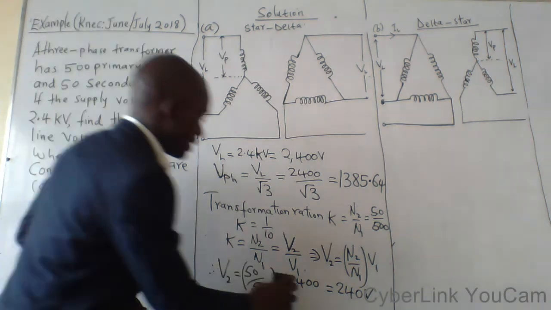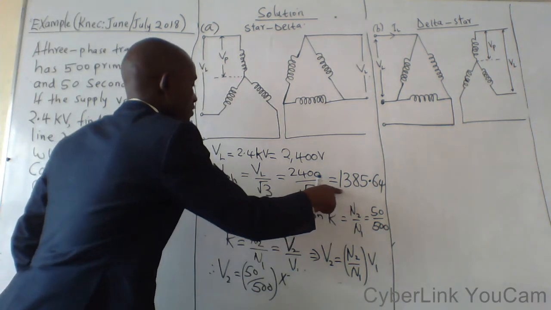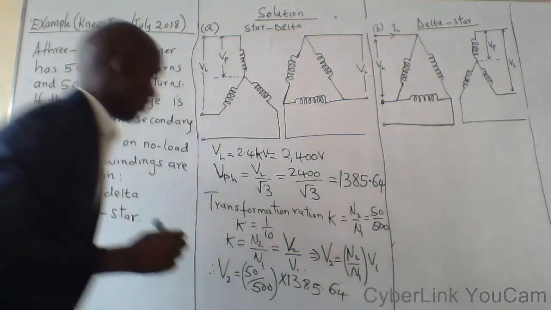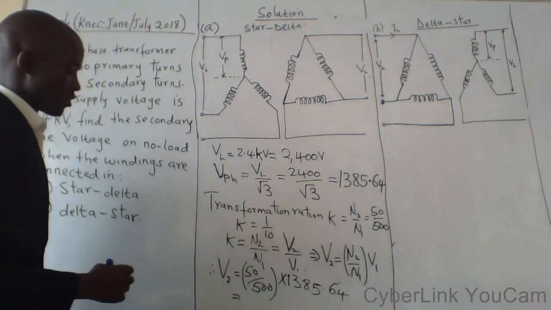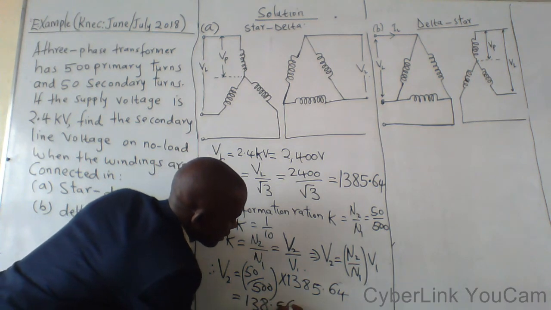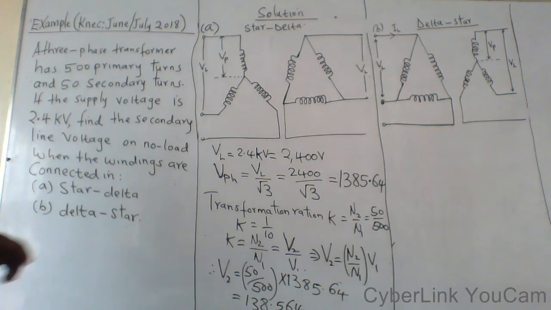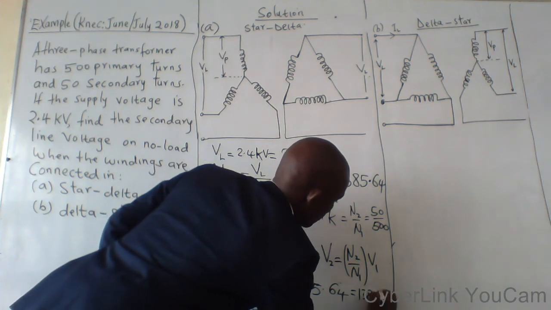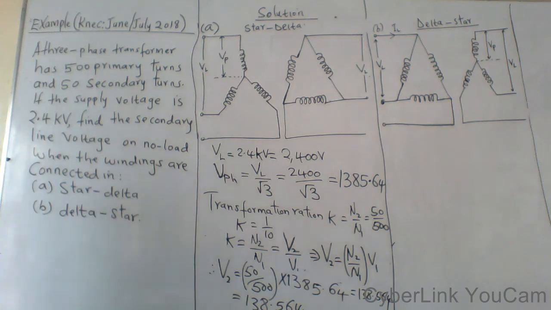There is somewhere we have messed this one up. This one, remember, is not 2400. We have said you are only transforming the phase voltage. So V1 is actually 1385.64. If you solve this one, you will be able to get 138.564 as your value. So 138.564 as the secondary voltage. We now move on to part B.